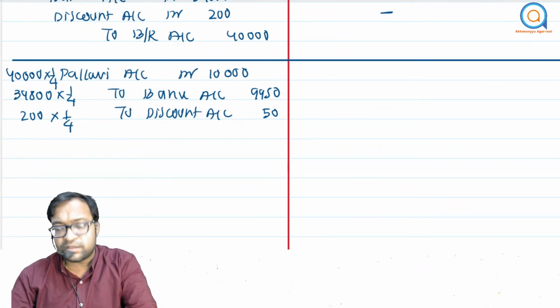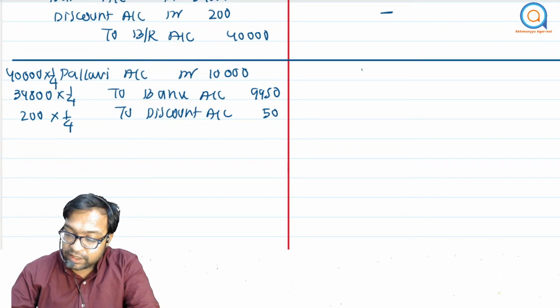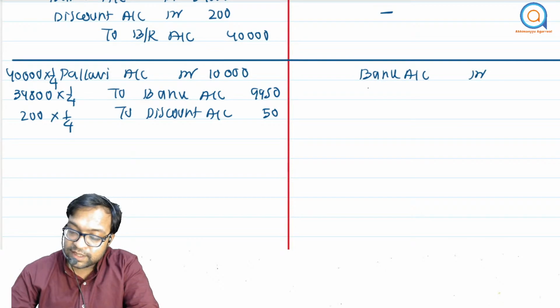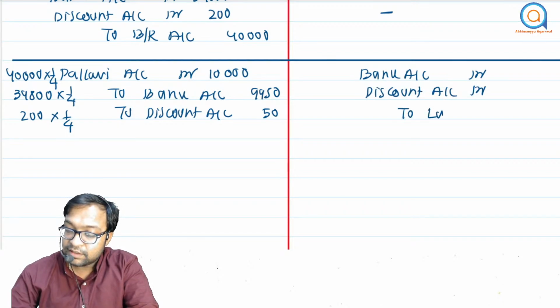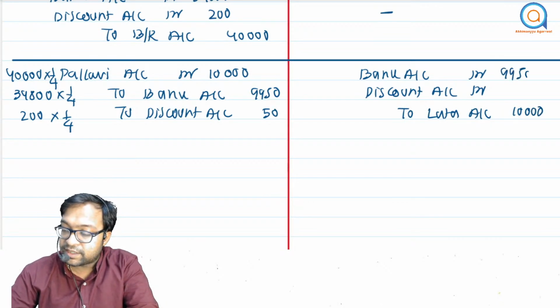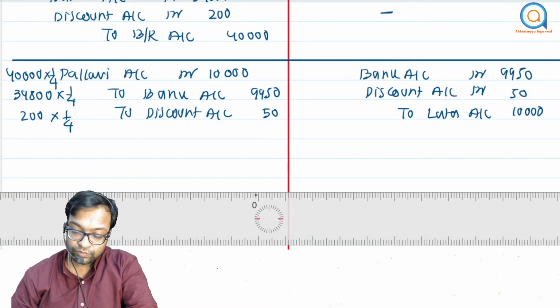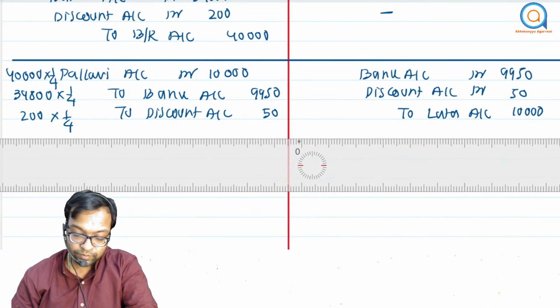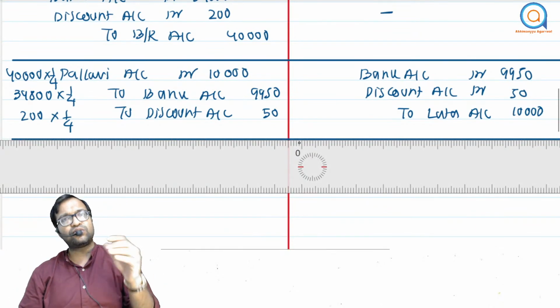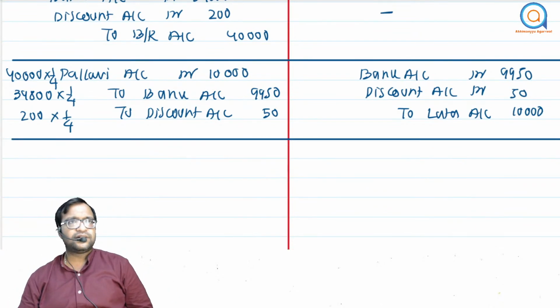So what entry will be done by Pallavi? It will be bank account debit. Yes, sir. Discount account debit. Yes, sir. To Lata. In Lata it will be 10,000, in bank 9,950 and discount 50 rupees. Correct? So 1/4 today Lata has transferred.